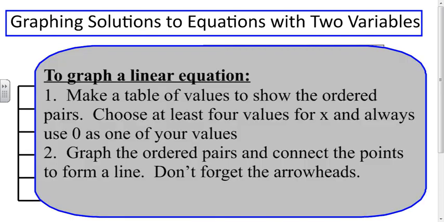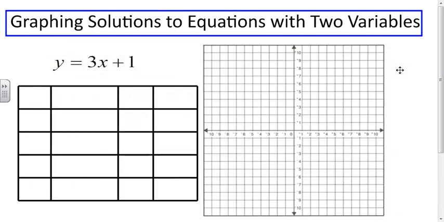So if I have a linear equation, an equation with two variables here, and I want to graph it, I'm going to make a table of values to help me show those ordered pairs. And I'm going to choose at least 4 values for x, and I always choose 0 as one of those because 0 is an easy number to work with. And then I'm going to graph those ordered pairs and connect the points to form a line. And I want to put the arrowheads at the end of those lines to show that there are an infinite amount of solutions. So let's go through an example. Here is my equation, y equals 3x plus 1.